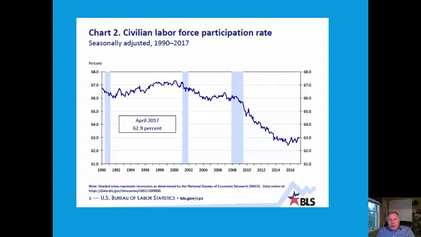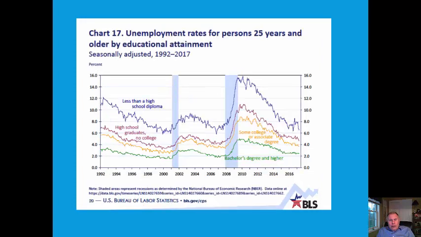In fact, when we look at it right now, and this should be a positive thing, when we look at it by educational achievement, we can see that those with the bachelor's degree or higher have very low unemployment, less than 2%. And the unemployment is among those without a high school degree or just with a high school degree.